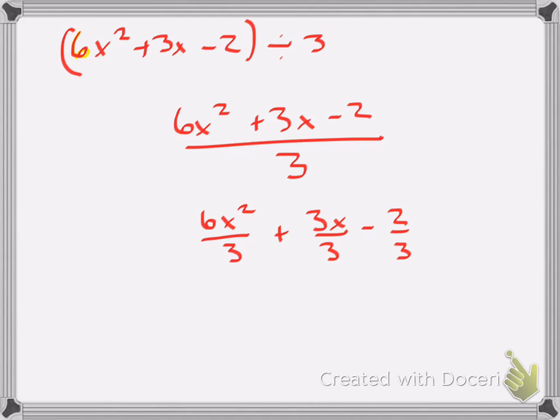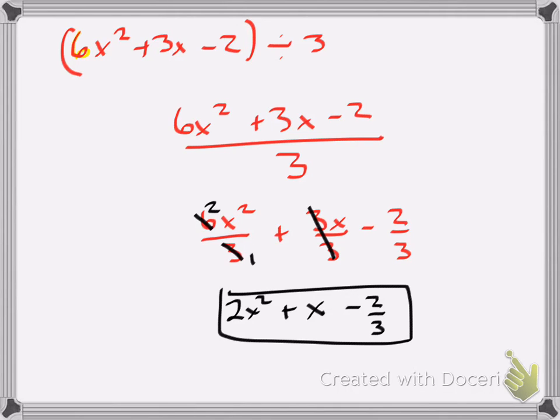I'm noticing I can cross-cancel a 3 and a 6, and I get a 2, so it's 2x squared. I'm cross-canceling a 3 and a 3, so that's a 1. I'm left with just x. And then I can't cross-cancel anything in the last one, so I'm left with negative 2/3.